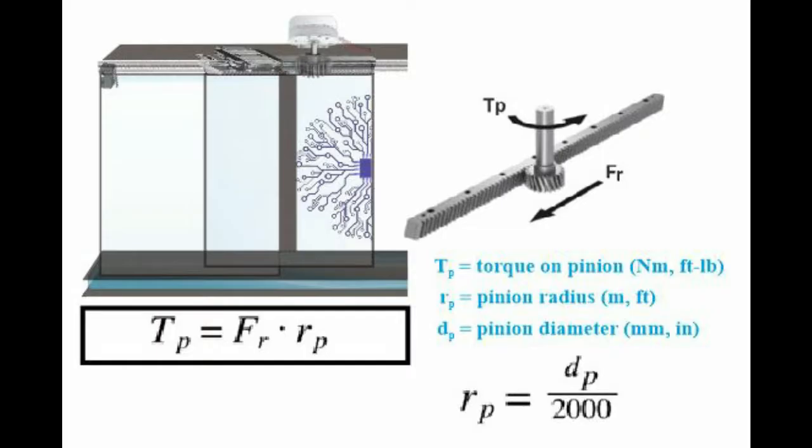First, the torque on the pinion is simply the tangential force or the force on the rack divided by the pinion radius as follows. Remember to divide the pinion diameter by 2 to get the radius, and by 1000 to convert from millimeters to meters, or by 12 to convert from inches to feet.